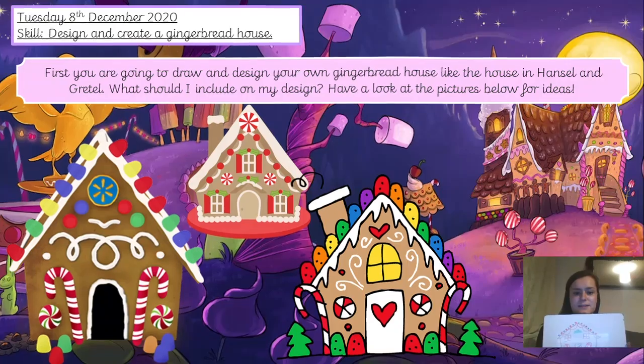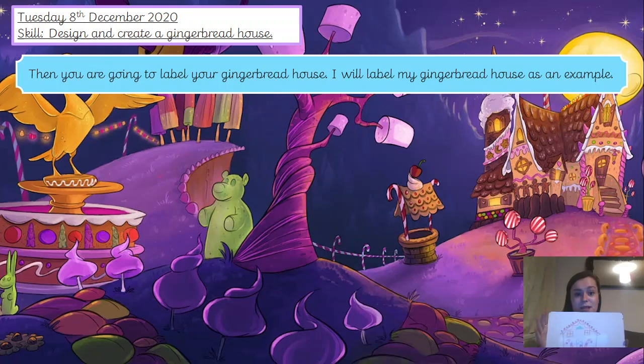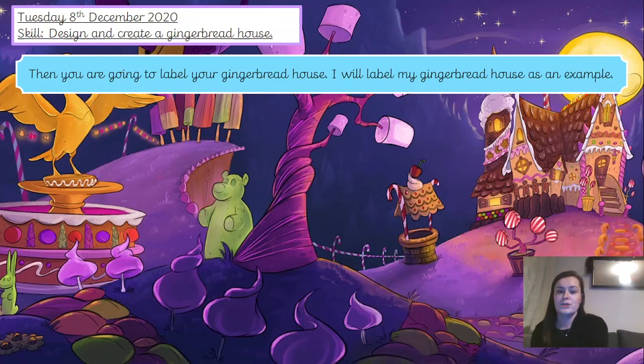Okay. So after you've designed your gingerbread house, which you're going to do in a minute, you're also going to label your gingerbread house. So I'm going to have a go at labelling my gingerbread house as an example for you. Okay. So when you're labelling, you need to use those brilliant adjectives that you came up with in our lesson yesterday and in our lesson last week to describe what is on your gingerbread house.